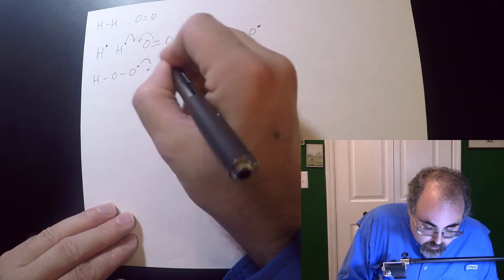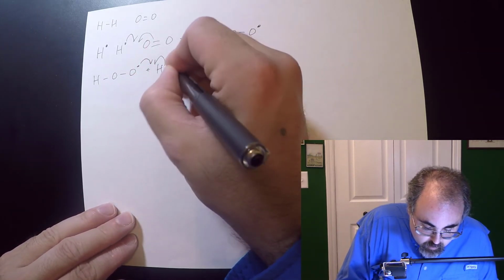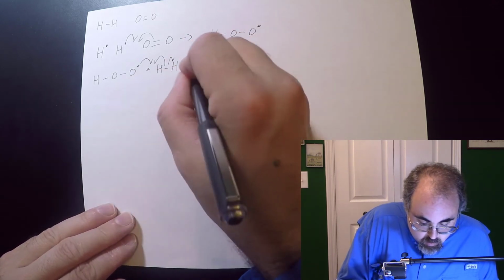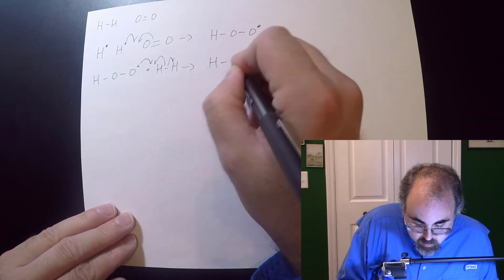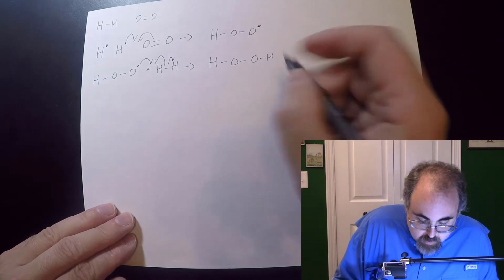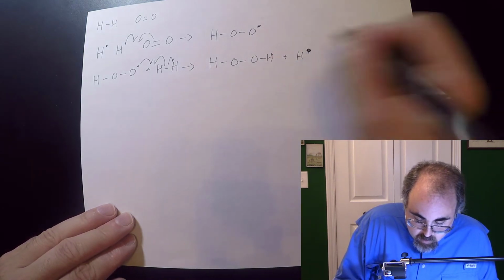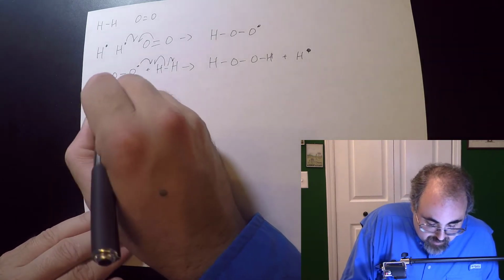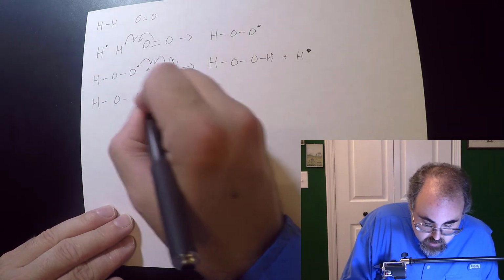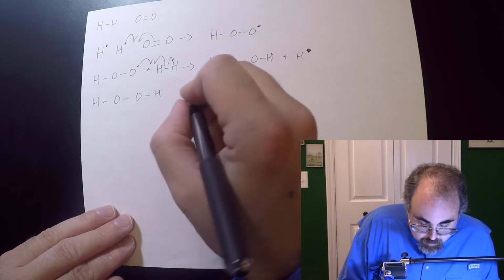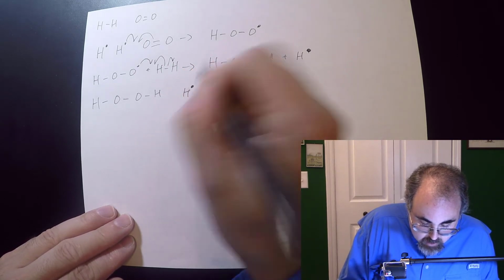Okay, so this guy can do its reaction. So now I get hydrogen peroxide plus H radical. I could have this hydrogen peroxide meet up with another H radical.